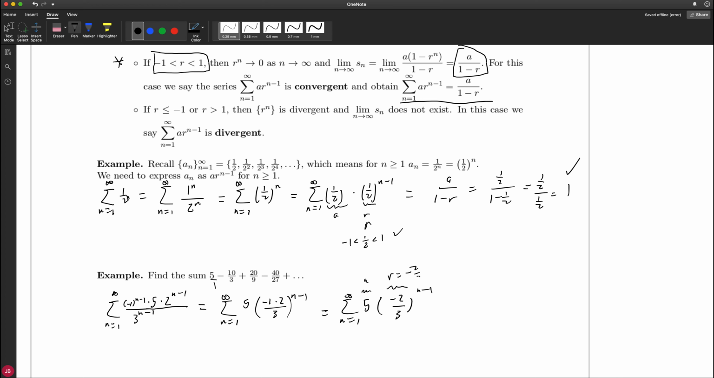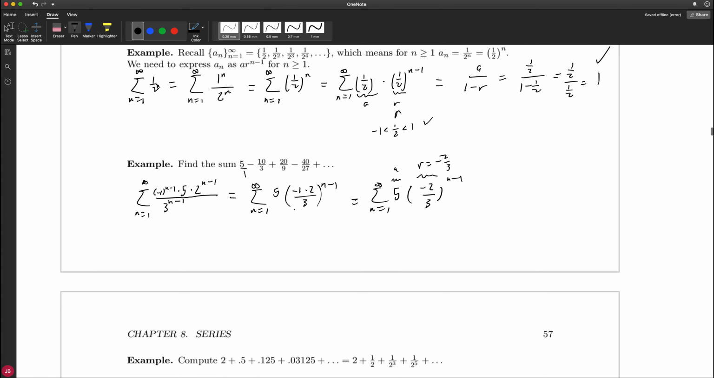And because minus 2/3 is less than 1 but bigger than -1, this converges. And so it's a over 1 minus r. And so that's 5 over, let's see, that's 1 plus 2/3, which is 5/3. And flip and multiply. And so my answer is 3.